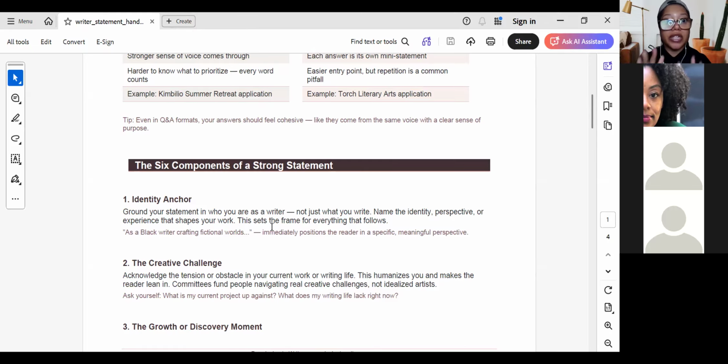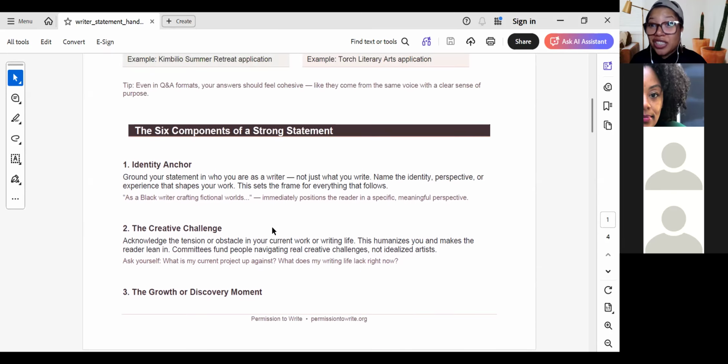I'll give an example. This is from one of my actual statements, where I start by saying, as a Black writer, I craft fictional worlds. I don't run from the idea of being a Black writer. I'm on the Toni Morrison train of, I'm Black, I write for Black people, everybody else is welcome. That's a fine identity for me, and it immediately positions me in a specific perspective. Whatever that is for you, it might be something else. It might be, I'm a neurodivergent writer, if that's something you're comfortable sharing. Whatever that identity is, I think it's really strong as a starting point.